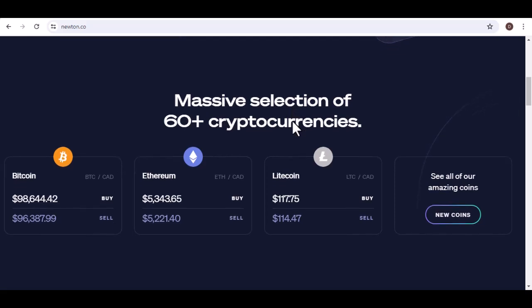Decentralized exchanges, DEXs. DEXs allow for peer-to-peer trading of cryptocurrencies without intermediaries. They can provide a higher level of anonymity compared to centralized exchanges.